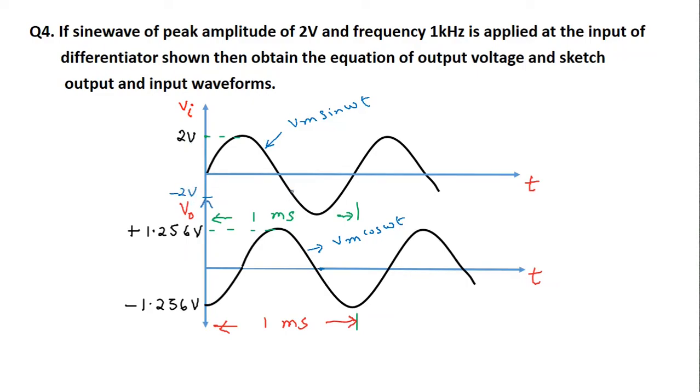If we want to find the time period of this signal, then the time period is 1 upon frequency. The frequency is 1 kilohertz, so it will be 1 upon 1 into 10 to the power 3, which is equal to 1 millisecond. So the time period of the input and output signal will be 1 millisecond.